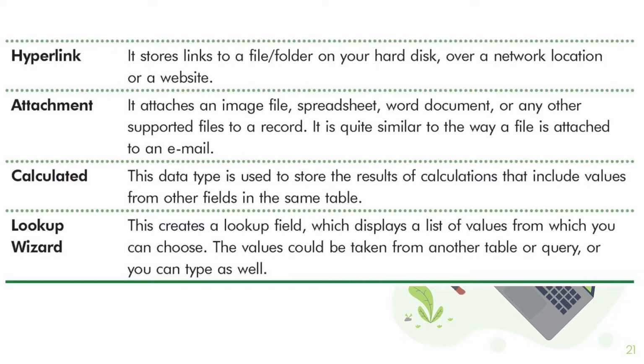Next, calculated. This data type is used to store the results of calculations that include values from other fields in the same table. Next, lookup wizard. This creates a lookup field which displays a list of values from which you can choose. The values could be taken from another table or query, or you can type as well.